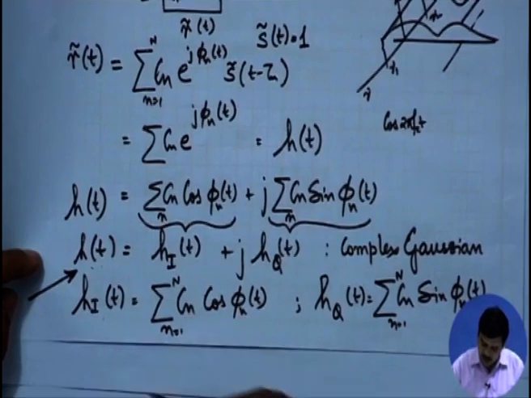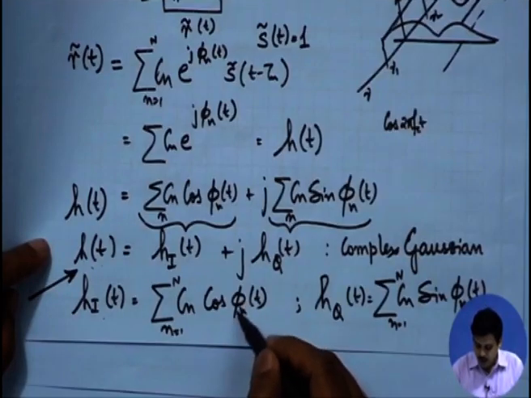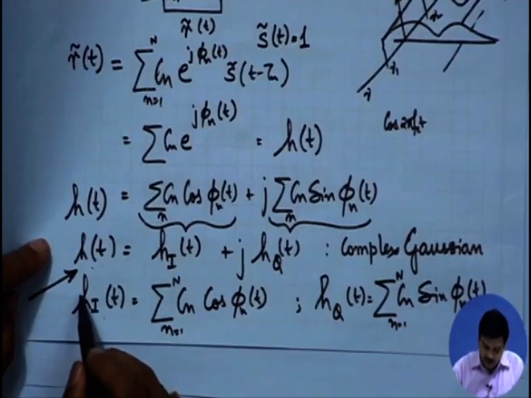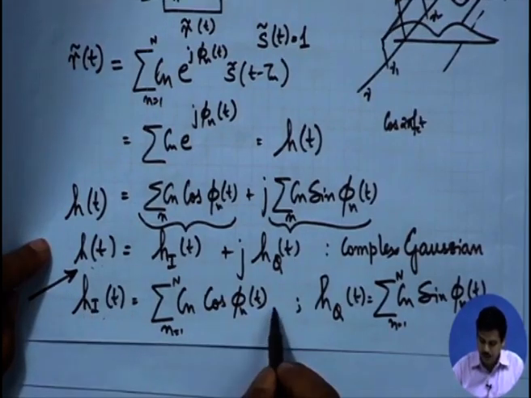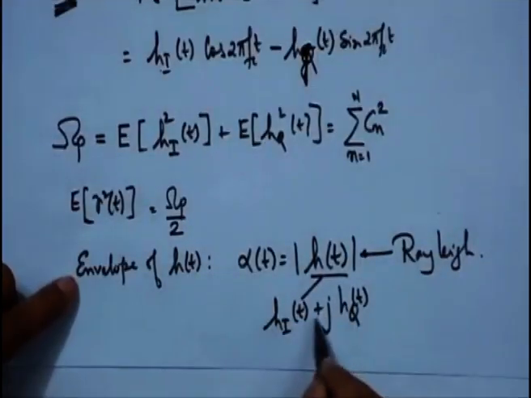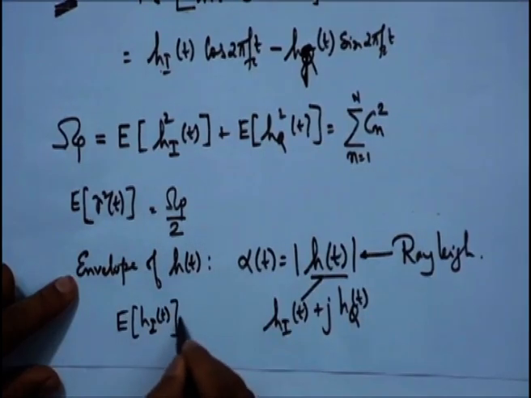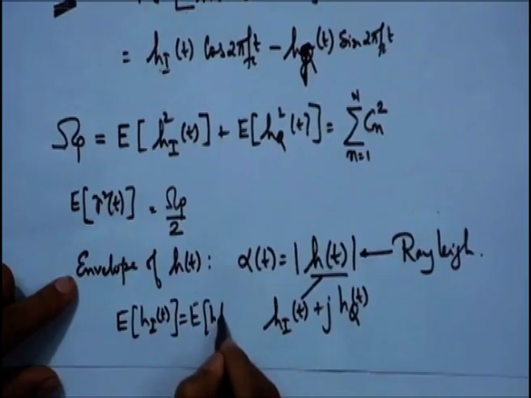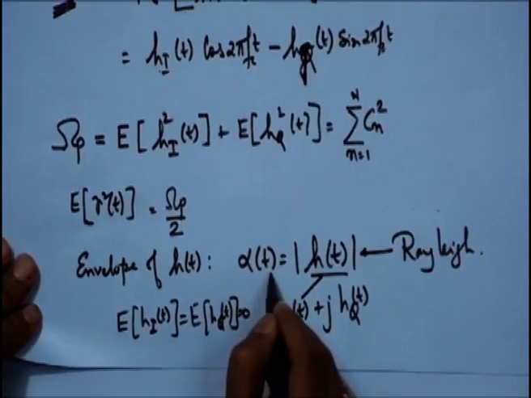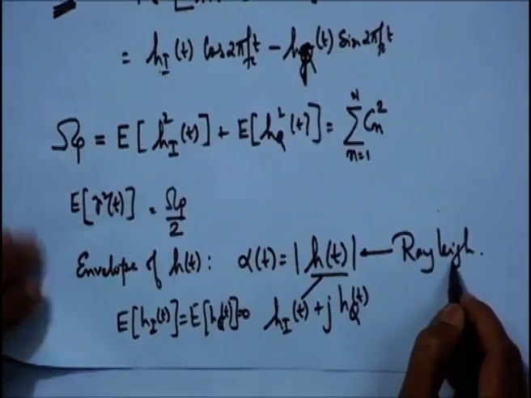Now, if phi n is random and uniformly distributed between 0 and 2 pi and C n is independent of phi n, we can easily get that expected value of h I is equal to 0 and expected value of h q is 0. And in that case, we would have E of h I of t is equal to E of h q of t is equal to 0, and the envelope of h t, which is defined as alpha t, that is mod of h t, would be Rayleigh distributed.